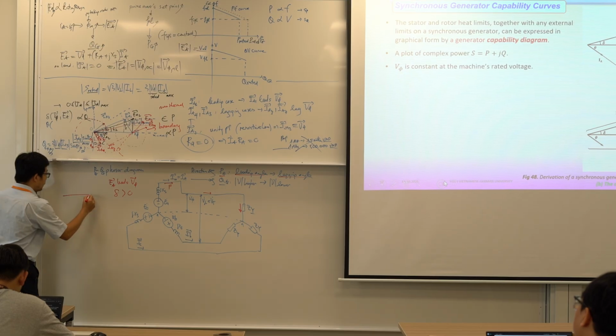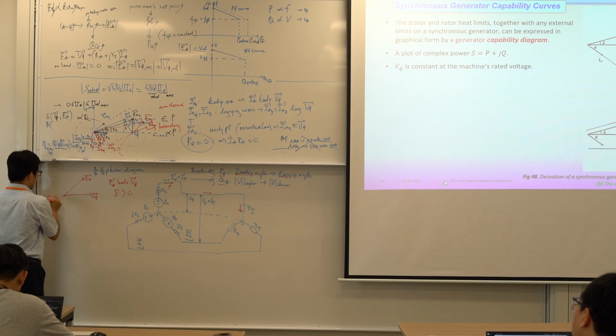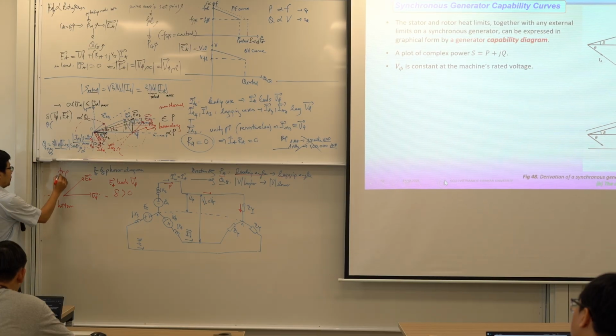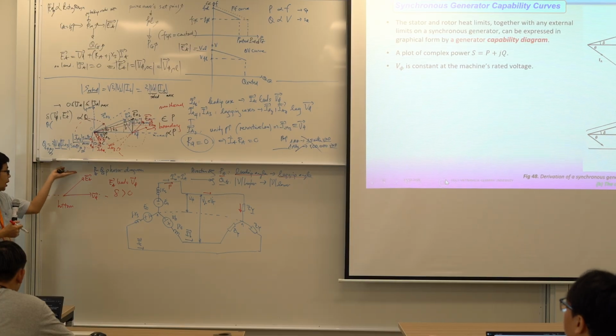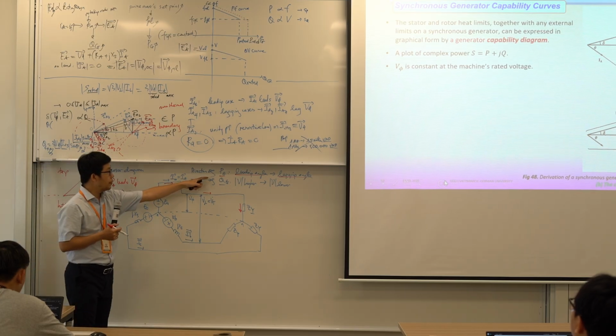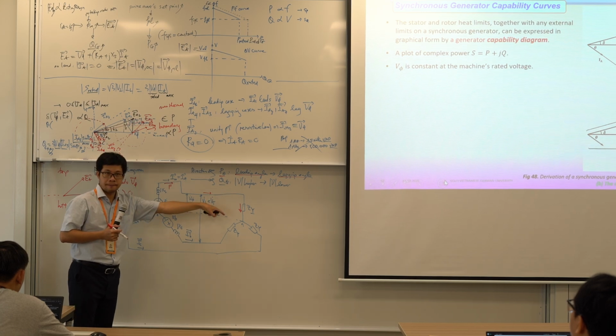That means if here is V phase, EA is always located at the top half of the plane. If this condition is satisfied, the active power will flow in this direction, coming to the load.